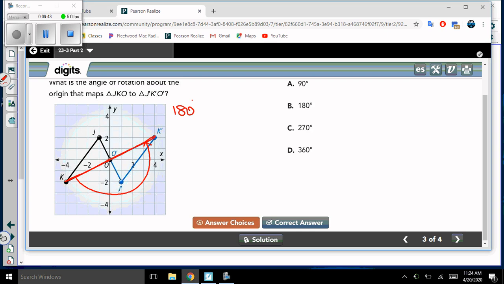So your choices there, they're going to give you those 4, which are going to be common, and then the correct answer is going to be 180 degrees. Okay?